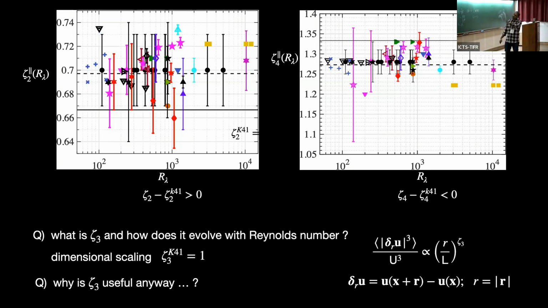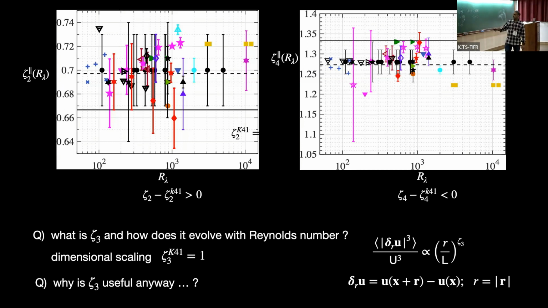So here I'm summarizing both these plots that I just showed you. Notice that for order 2, the zeta 2 is greater than the Kolmogorov scaling, whereas it's reversed for order 4. The measured exponents are less than the Kolmogorov values. So I skipped order 3. So I'm going to ask the question, what is zeta 3 and how does it evolve with Reynolds numbers?